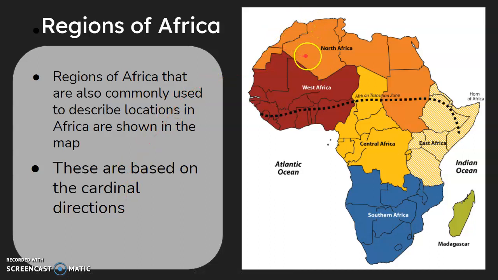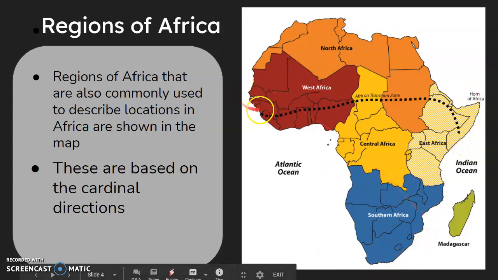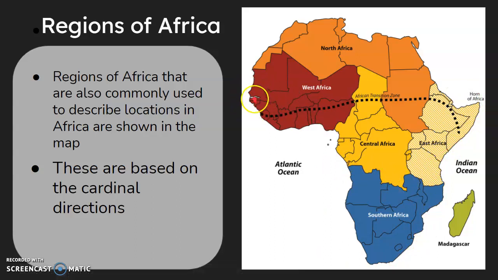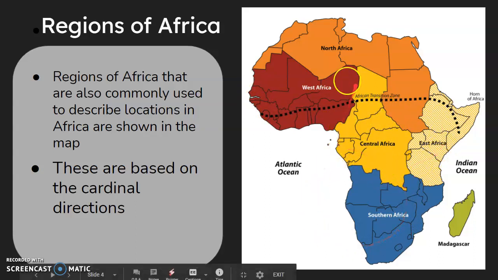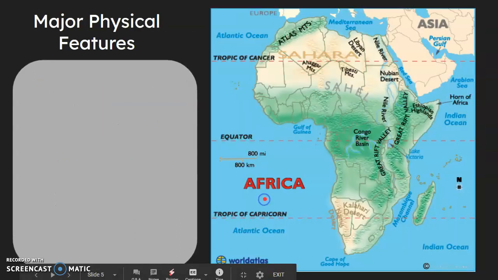So if we look on this map, we notice that we have a region of North Africa, West Africa. The countries in the middle are grouped together into the region called Central Africa. We have East Africa, and we have Southern Africa. So the Sub-Saharan region includes parts of West Africa, Central Africa, East Africa, and Southern Africa within its boundaries.